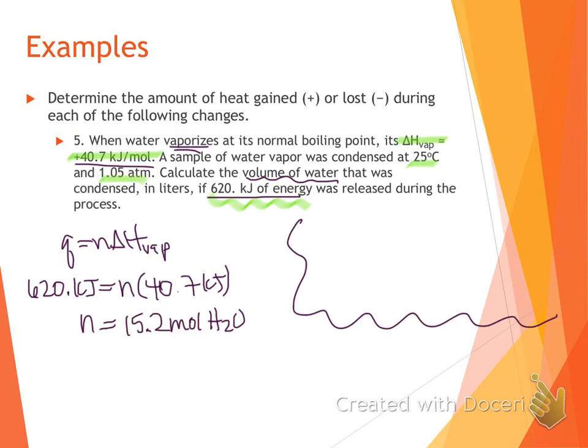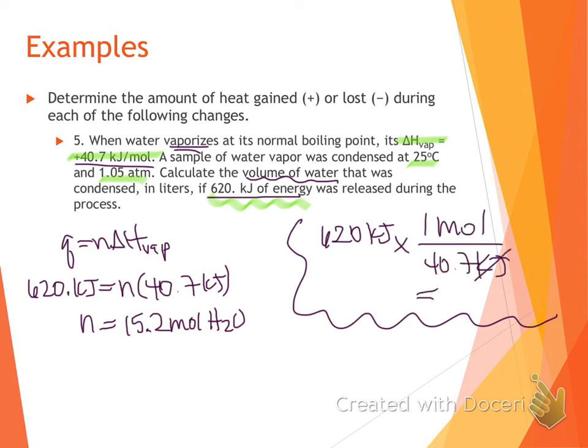The other option that we have to do this is using that heat of vaporization as a conversion factor. We have 620 kilojoules of energy, and that enthalpy of vaporization tells us how many kilojoules of energy per 1 mole. So that's 40.7. 620 divided by 40.7 will tell us our moles of water, which would still be 15.2. Okay, so now we have our moles of water. We need to find our volume of water.